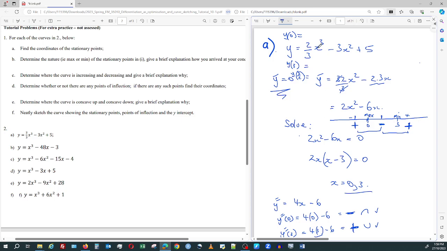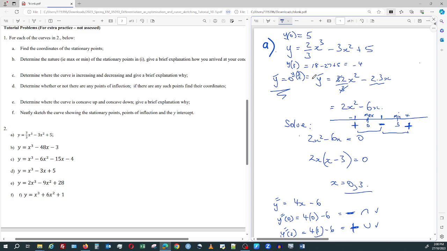So the 0 coordinate, y0 is 5. That was too easy, wasn't it? Putting 3 in, 3 3s are 9, 3 9s are 27. 27 divided by 3 is 9 again, so that's 18. 3 3s are 9, 3 9s are 27, minus 27, plus 5. So minus 27, 18, 19, 20, 23, the difference is 4 there, so it'd be negative 4. Okay, so we've got coordinate points, 3 and negative 4, and 0 and 5.